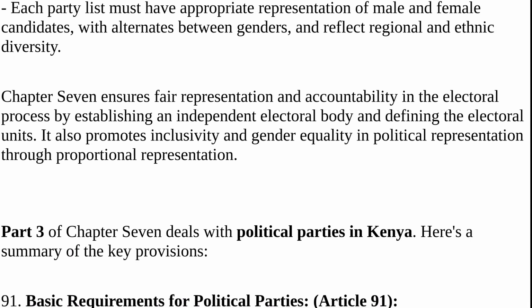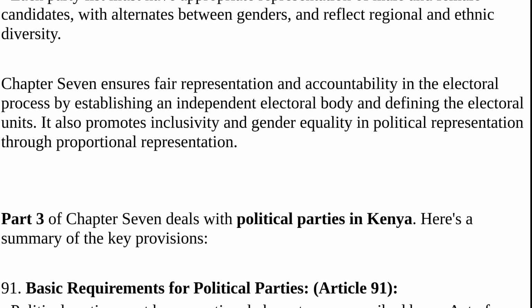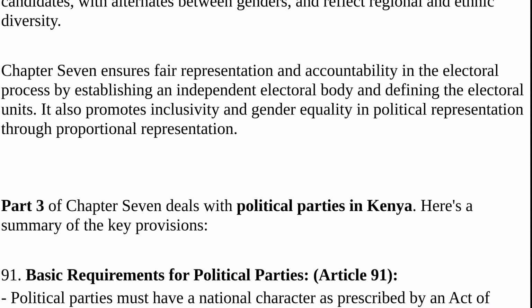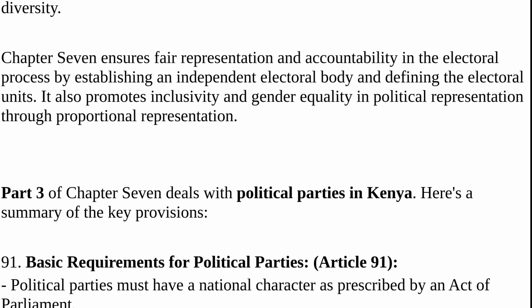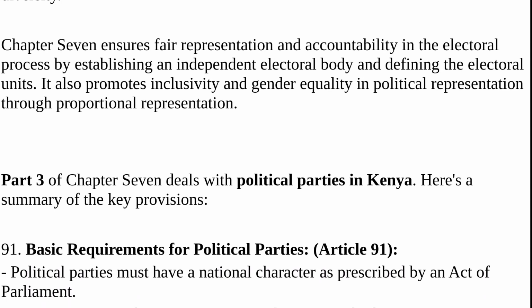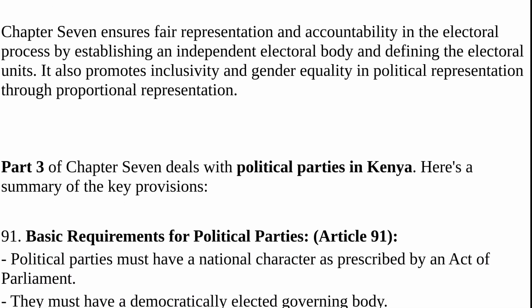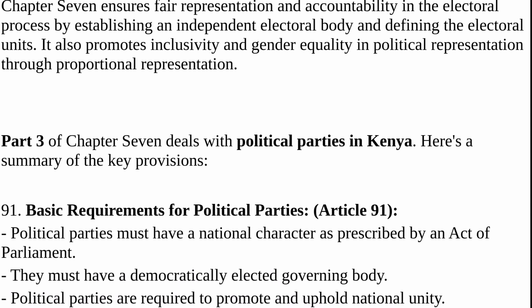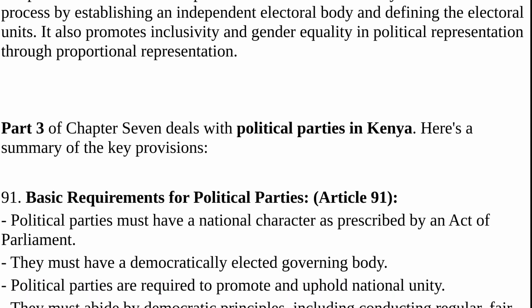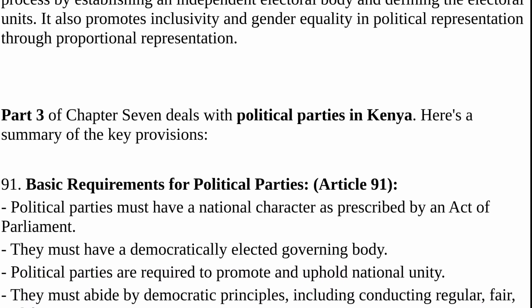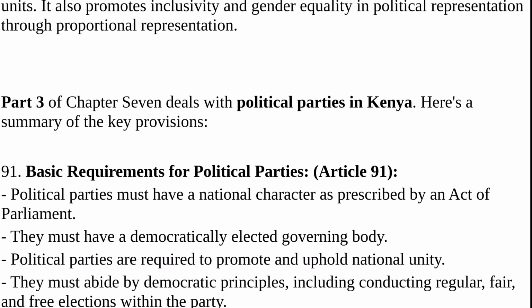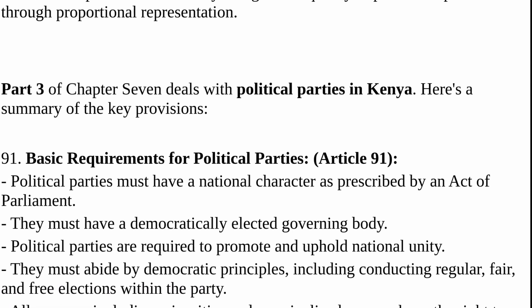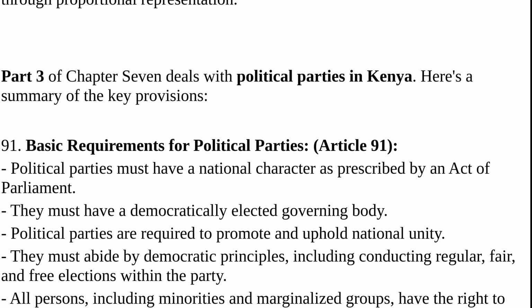91. Basic requirements for political parties. Article 91. Political parties must have a national character as prescribed by an Act of Parliament. They must have a democratically elected governing body. Political parties are required to promote and uphold national unity. They must abide by democratic principles, including conducting regular, fair, and free elections within the party.